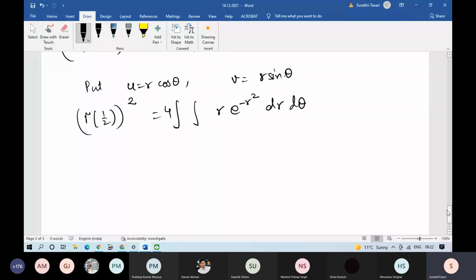Now put the limit of r and theta. So r varies from 0 to infinity and theta varies from 0 to pi by 2.